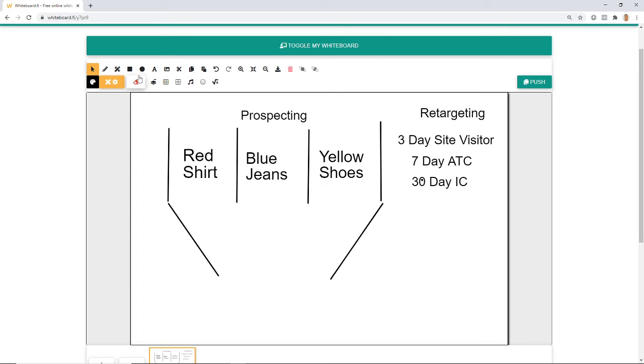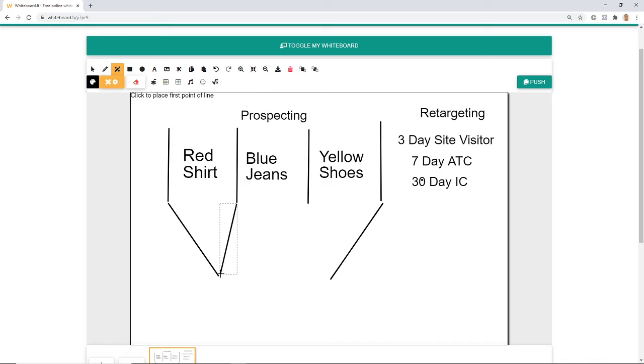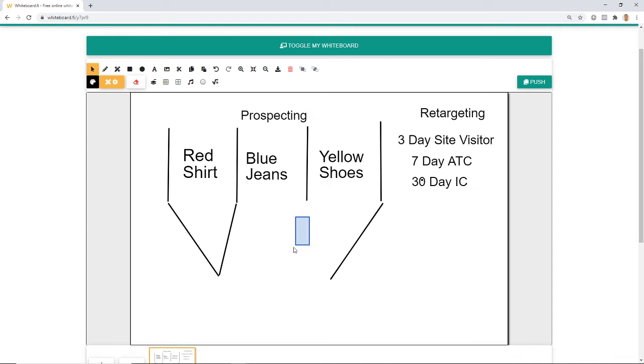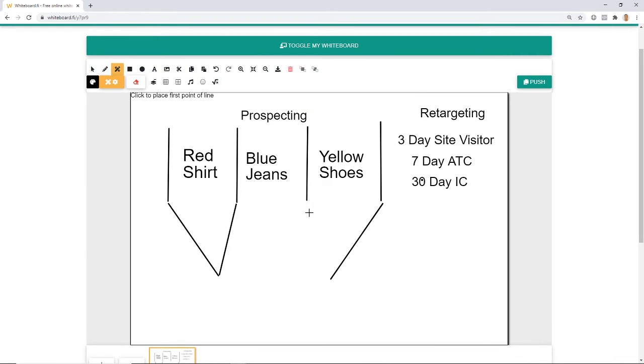But the simple thing that you do is you just remove exclusions for retargeting from your prospecting campaigns. So red shirt, blue jeans, yellow shoes. If I click and I go to your website, I don't get automatically excluded from these different campaigns. And so what that ends up doing for your funnel is you end up having a structure that looks a little bit more like this.